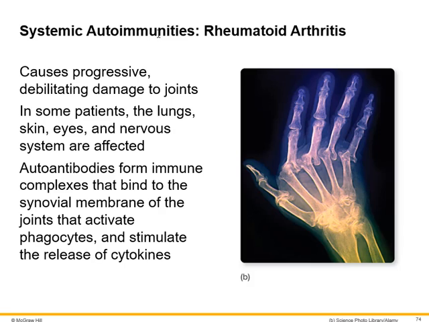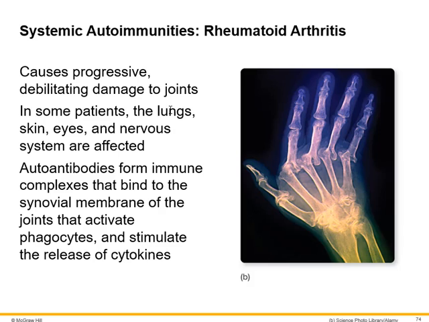So systemic autoimmunities, rheumatoid arthritis is considered a systemic autoimmunity because it causes progressive damage to the joints, but also in some patients it goes to the lungs, the skin, the eyes, nervous system. And the autoantibodies, basically, these are the type 3 where the antibodies bind to the antigens and they settle into the various parts of the body. They settle into the joints, and that activates the phagocytes that stimulate and release cytokines that cause the damage.